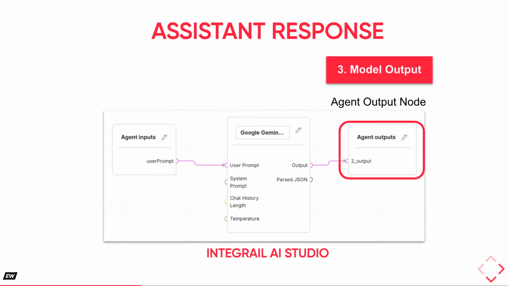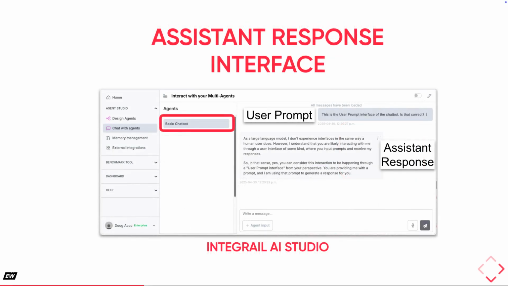This diagram illustrates how the assistant response, or model output, is handled in Integrail AI Studio. The LLM node, after processing all inputs, generates an output. This output is then connected to the agent output node, labeled here as 3, model output. This agent output node, such as the output in the example, makes the AI's generated reply available for display to the user.